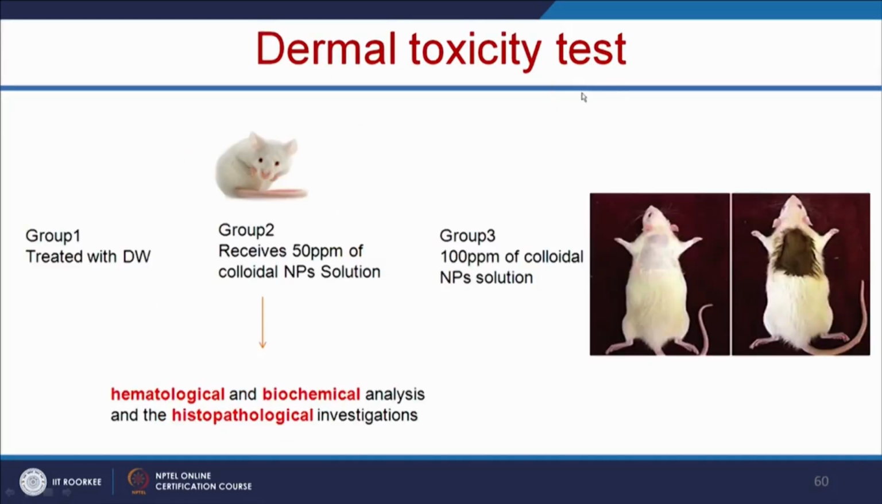So next one is the dermal toxic test, okay. So we can apply these nanomaterials on the surface of the animal models. Okay. So, group 1 is treated with distilled water, and group 2 receives 50 ppm of colloidal nanoparticle solution, and for group 3 we can use 100 ppm of colloidal nanoparticle solution. So, we can increase the concentration depending on the study. So, when you treat with these different kinds of nanoparticles, then you can study the hematological and biochemical analysis and also the histopathological investigations to understand the toxicity of nanomaterials.